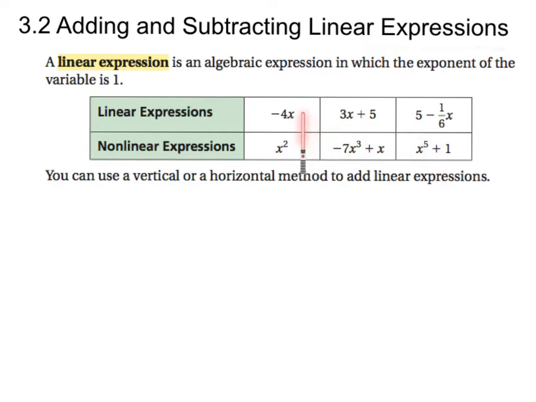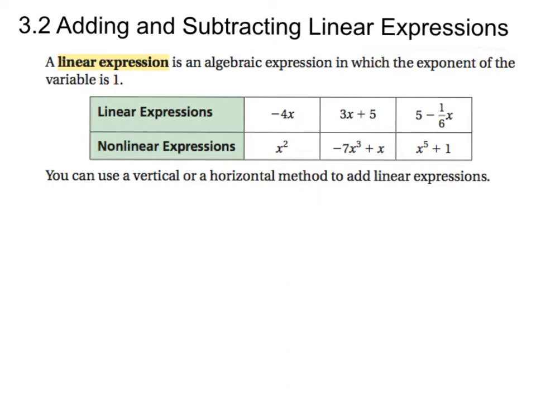You'll notice that in each of these linear expressions, negative 4x, the variable x has an exponent of 1. Here, 3x has an exponent of 1. Here, on the x, there's an exponent of 1. Here we have exponents of 2, 3, and 5. Therefore, they're nonlinear.